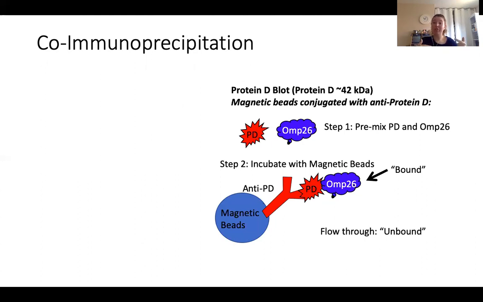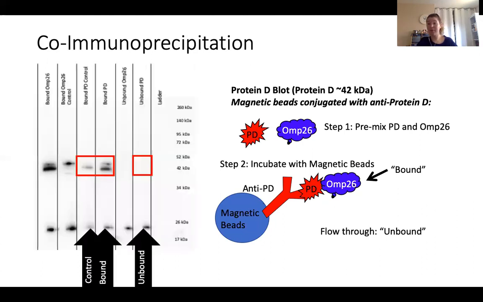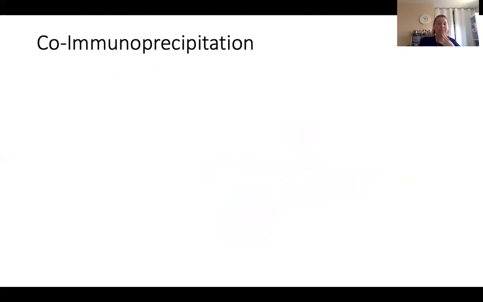So we're back to the first original experiment where we had seen that OMP26 is present when it's bound to beads with anti-protein D. So this means that protein D should also be present as well. It wouldn't be present otherwise. And as you can see in the control and the bound protein D sample, they are present. And there's no unbound protein D that was found to flow through. So all of them bound to some anti-protein D. They're there. So that means that they have been interacting, they were able to bind.